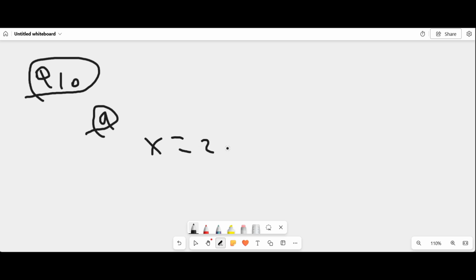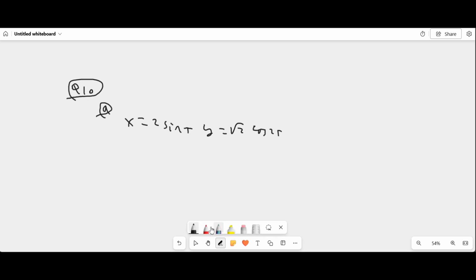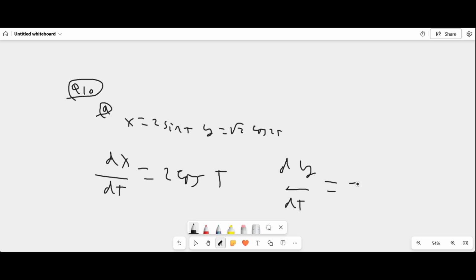So 10a, we've got x is equal to 2 sine t. We've got y is equal to root 2 cos 2t, yeah? Alright, calm. So dx over dt here is going to be 2 cos t. And dy over dt is going to be negative 2 times the 2 outside. That's going to be negative 2 root 2, yeah? Sine 2t.